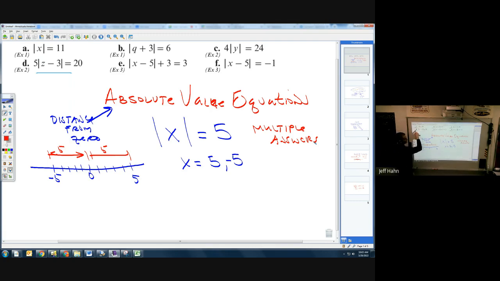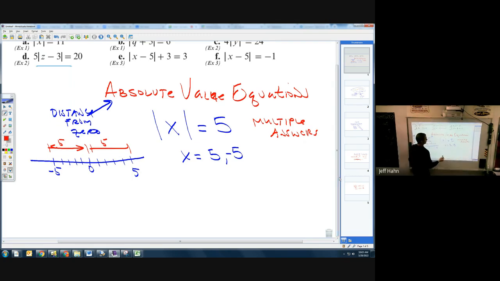Let's write down this one. Absolute value of x equals 11. And then I'll give you the steps for it.